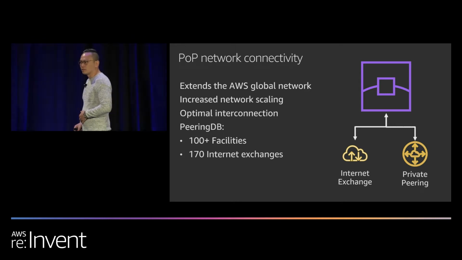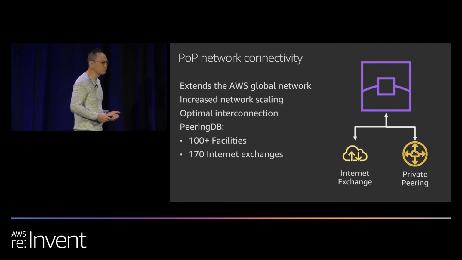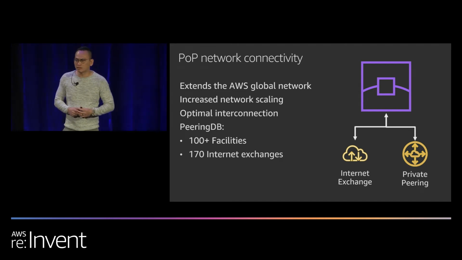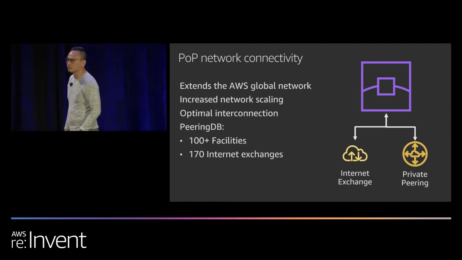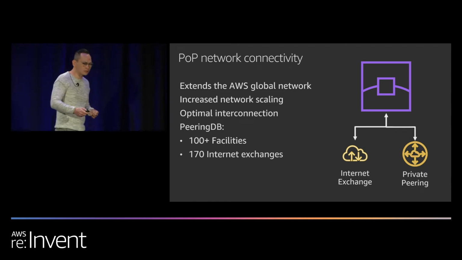If you go to a website like PeeringDB, it's a public database of all of this network connectivity information. We're in over 100 facilities and connected to approximately 170 internet exchanges. This is all on the public internet. We also have private peering, which is not disclosed here.